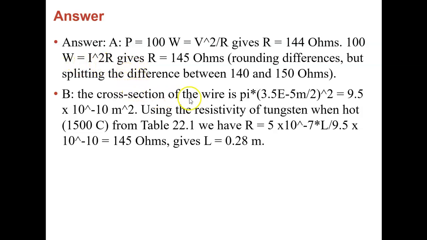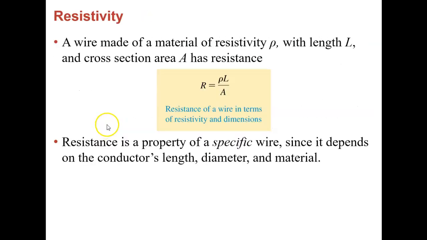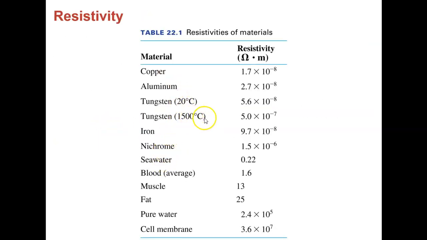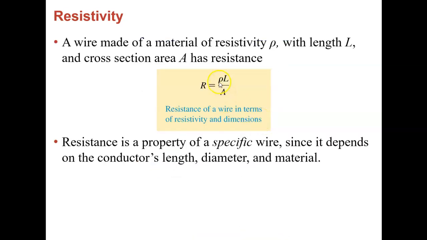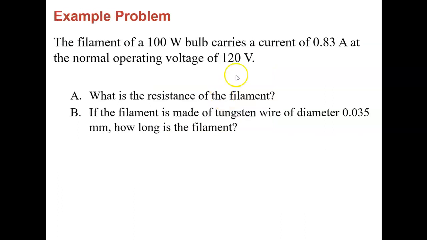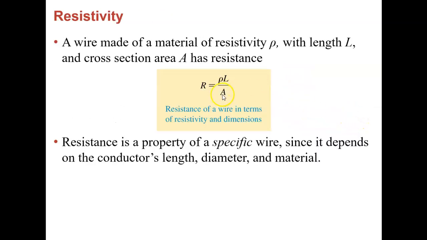The cross-section area, now we've got to look at how to find the area. It's pi times 3.5 times 10 to the negative fifth divided by 2. The diameter divided by 2. Pi r squared gets us our cross-sectional area. Okay, so we can look at the resistivity of tungsten when it gets hot, up here: 5 times 10 to the negative 7. So we have our resistivity, 5 times 10 to the negative 7. We have the diameter.